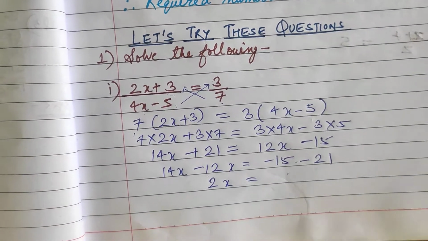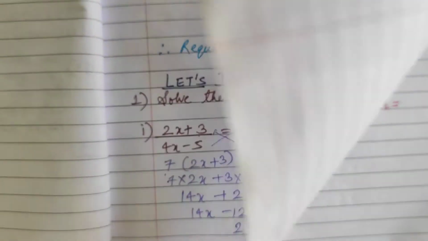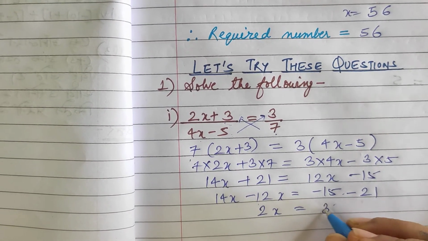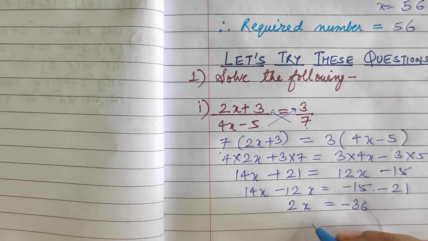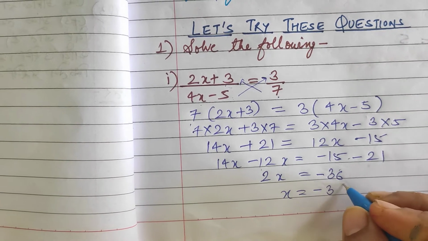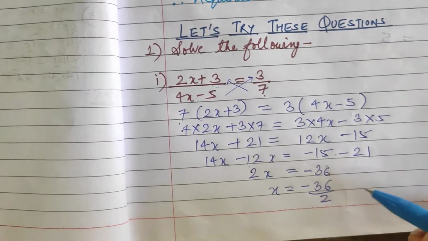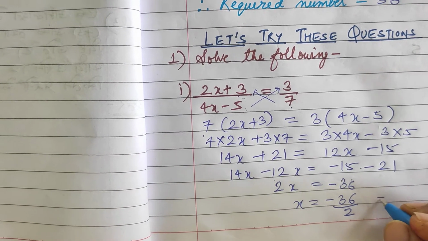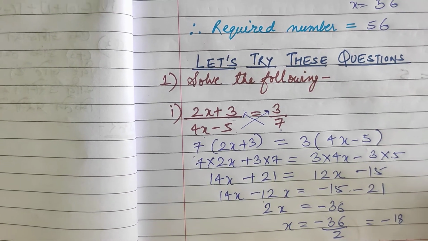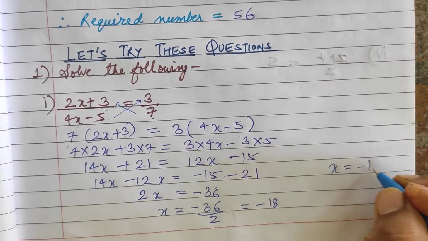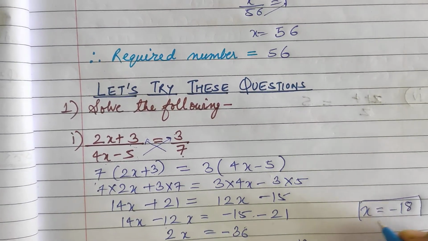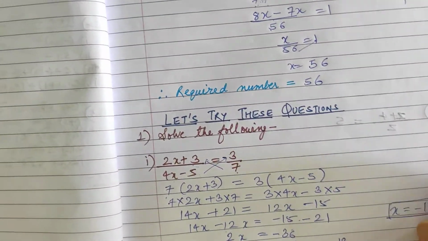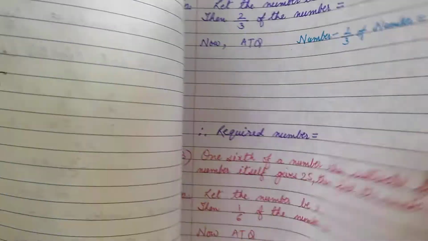Minus minus is plus. Whenever we have numbers with the same sign, they are added. So it becomes 36, with the sign of the bigger number, minus. So x equals minus 36 by 2. Now we all know 36 is an even number, so it is divisible by 2. When we divide it, we get minus 18. So our answer is x equals minus 18. We can check it also by putting minus 18 here. Okay, so you can verify your answer also.